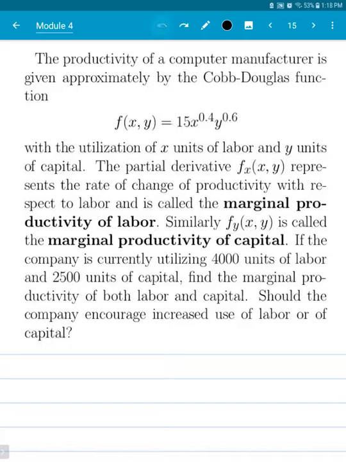Now, here's the question. If the company is currently utilizing 4,000 units of labor and 2,500 units of capital, find the marginal productivity of both labor and capital. The question also that is asked here is, should you, say you're some financial advisor, encourage the company to increase the use of labor or the use of capital? Now, with this kind of math that we have, we will be able to make the proper decision.